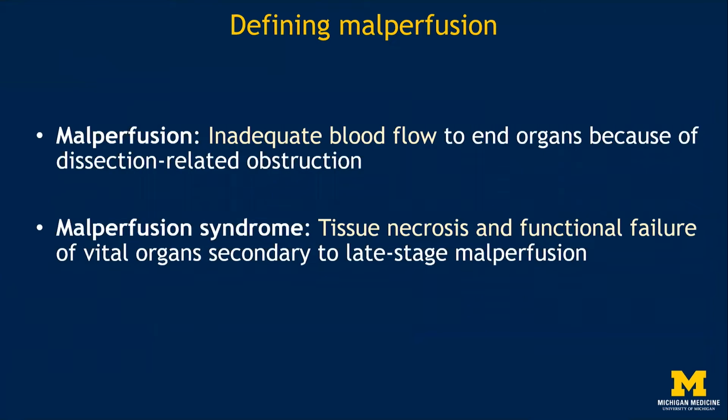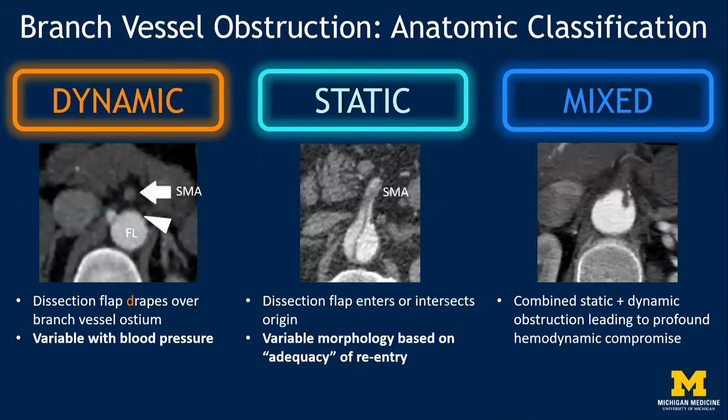So definitions: malperfusion is a complication of aortic dissection and reflects inadequate blood flow to end organs because of dissection-related obstruction. Malperfusion syndrome is the clinical manifestation of tissue necrosis and functional failure of vital organs secondary to end-stage or late-stage malperfusion. In the following slides, we'll talk about how malperfusion happens anatomically and categorize different types of branch vessel obstruction by their pathophysiologic mechanisms.